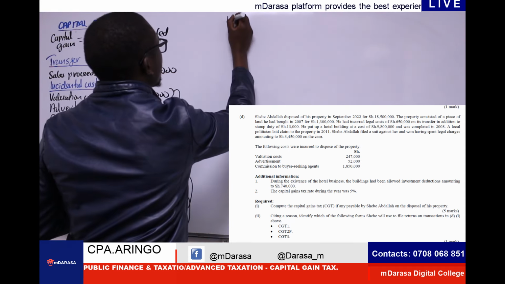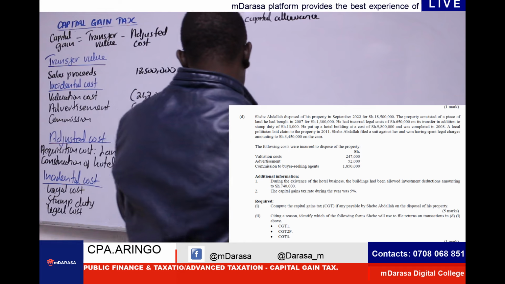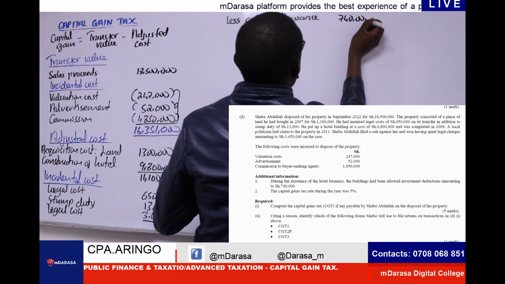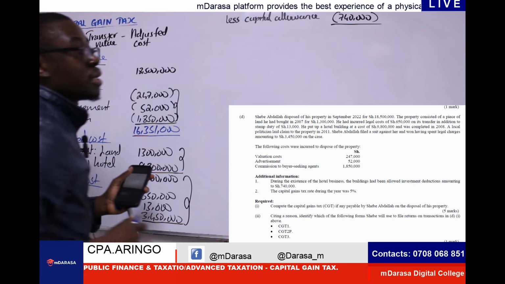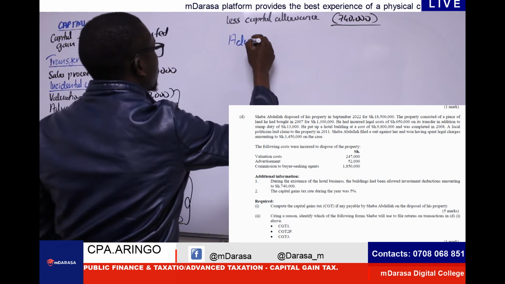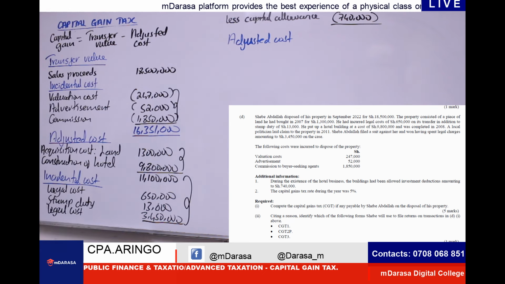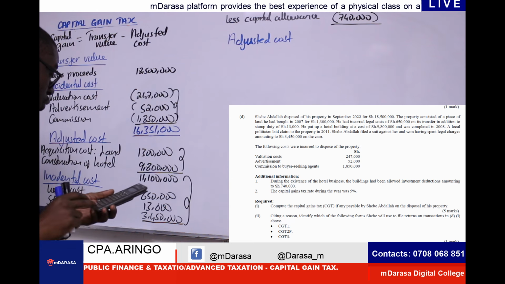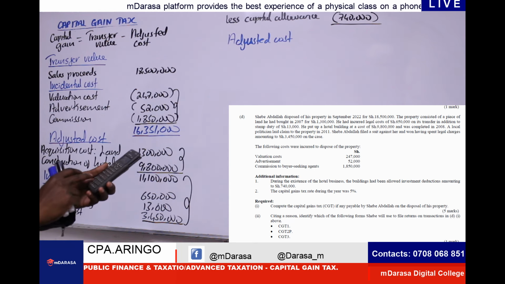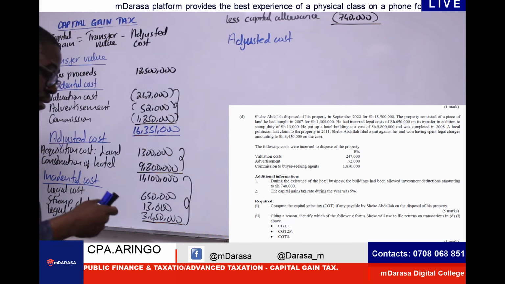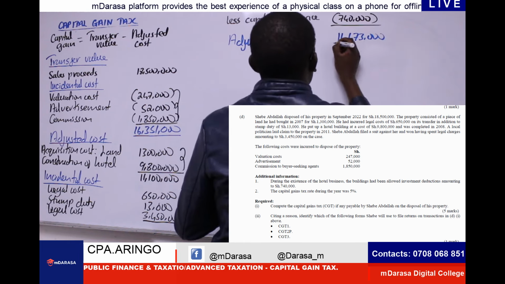Then we are going to less our capital allowance. With the capital investment, as per the examiner, we are told in note one that we incurred 740,000. So this one you're going to less. Therefore, we can agree that our adjusted cost will include 11.1 plus 650 plus 13 plus 3450, we less 740. So you're getting 14,473 to be our AC.